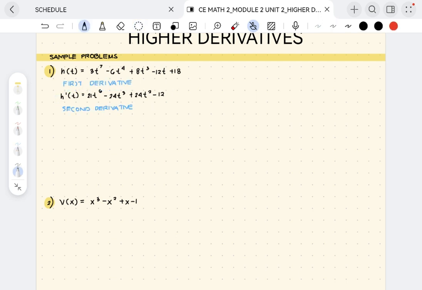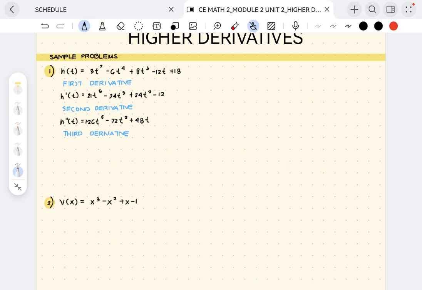For the second derivative, we just simply derive the given problem a second time, or simply derive the first derivative. So, the derivative of 21t raised to 6 is 126t raised to 5. 24 times 3, that is 72t squared. And 24t squared, the derivative of that would be 48t. And the derivative of 12 is 0, since it is a constant value.